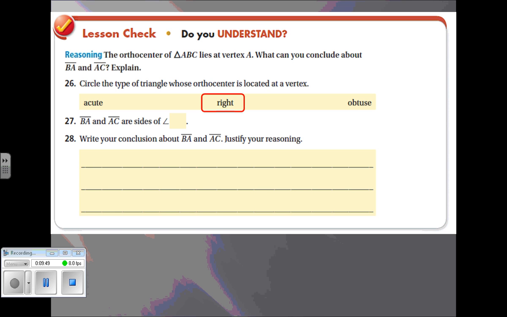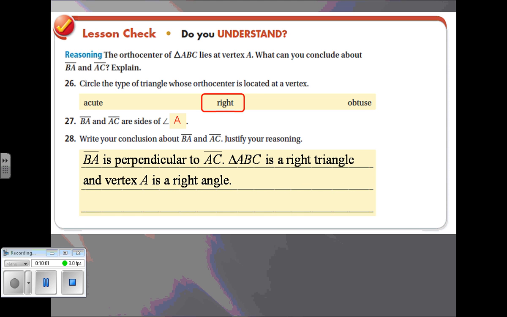The sides, segment BA and segment AC, look at the point they share in common, angle A. So what conclusions about BA and AC can we make? BA is perpendicular to AC, and triangle ABC is a right triangle, and vertex A is the right angle.